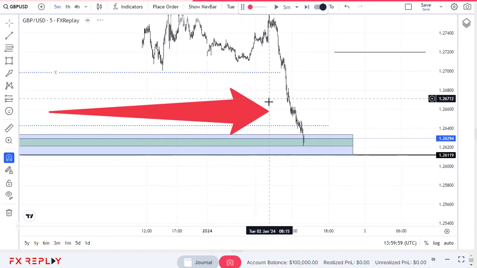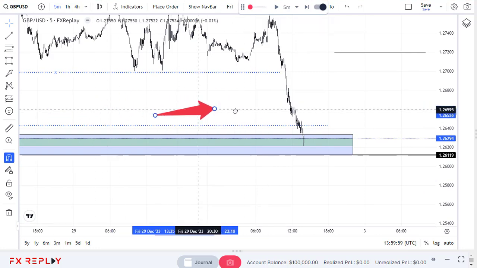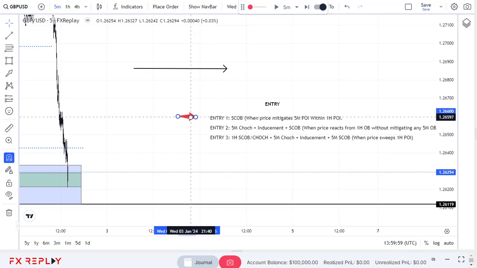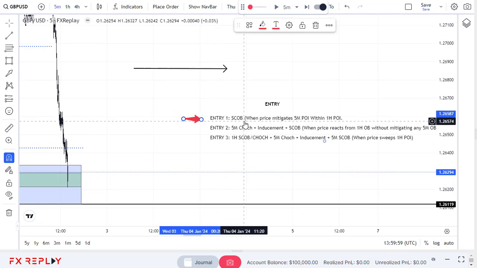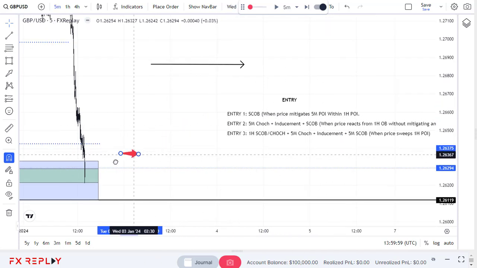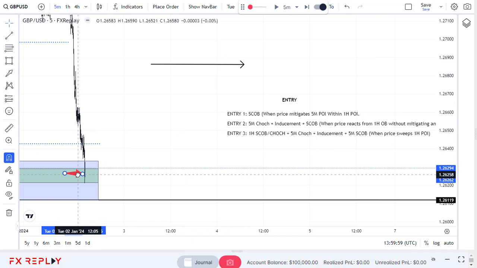I think it's time for us to look at our entry criteria and see what we are looking for. I have 3 entries here depending on what price does. The first entry says enter with single candle order block when price mitigates 5 minutes POI within 1 hour POI. That's the first entry, and I think that's exactly what happened here. Price mitigated a 5 minutes POI within our 1 hour POI.